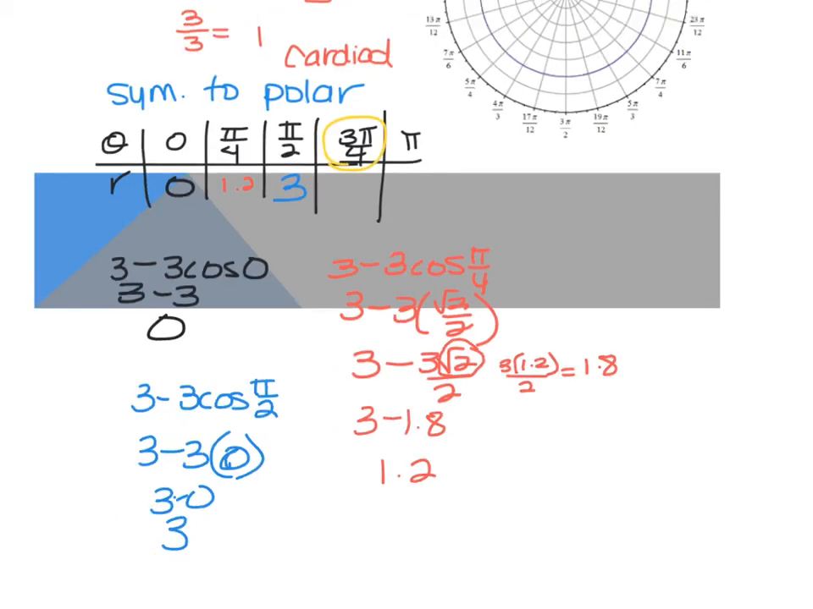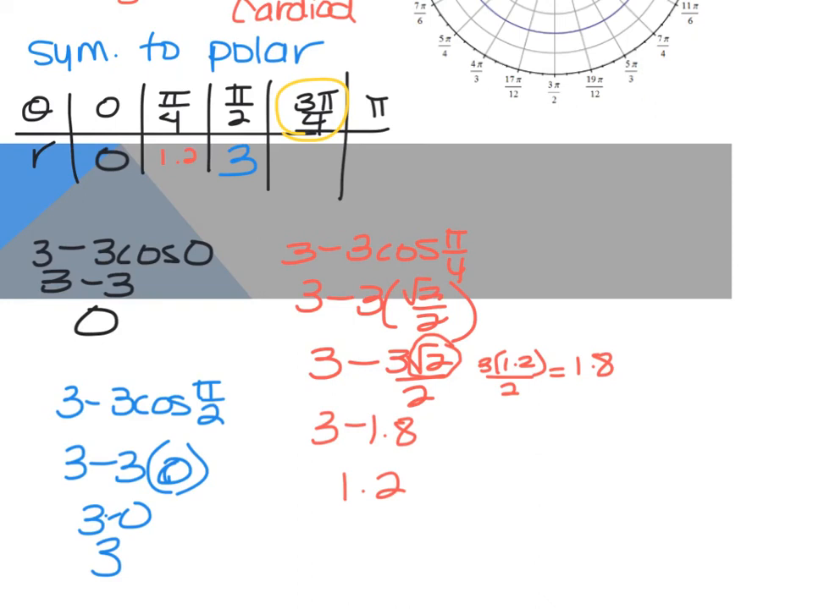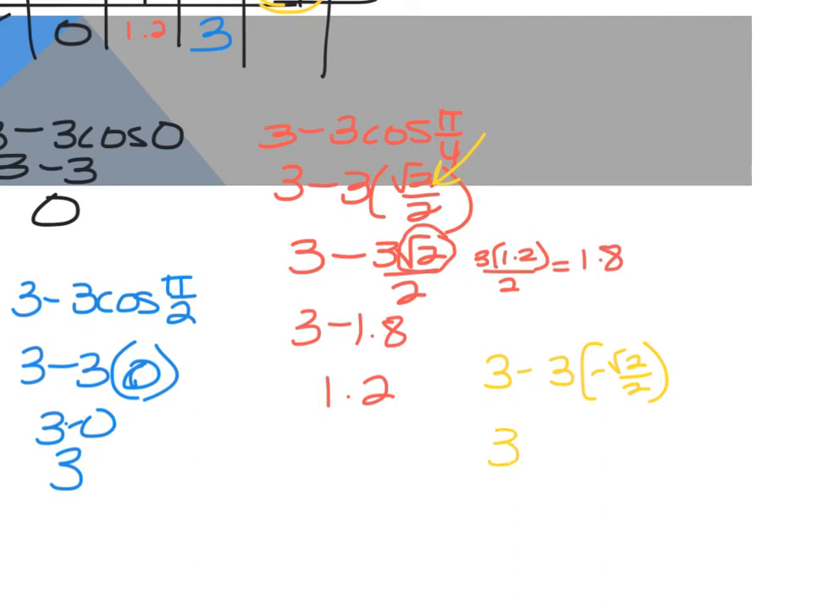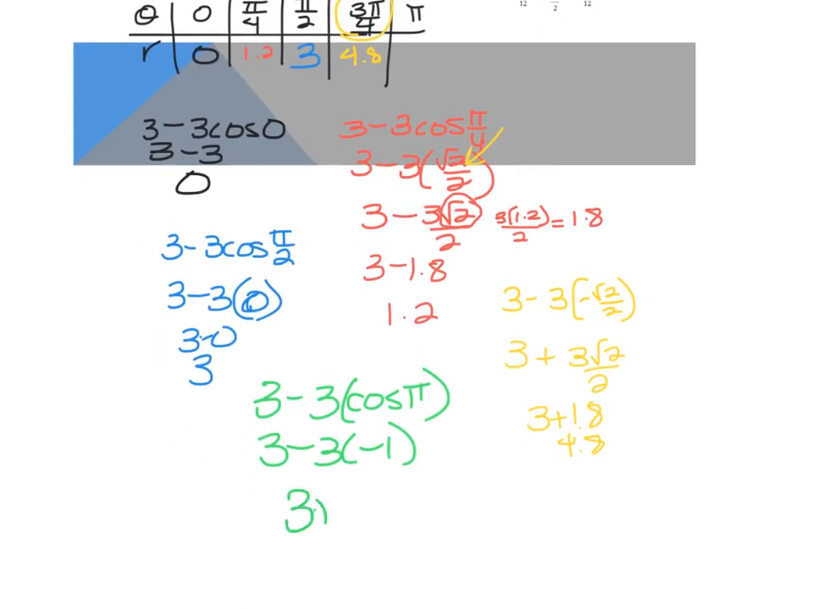And then for 3 pi over 4, because we're talking about cosine, the only thing that changes is the sign, the positive or negative sign on this cosine. So this becomes 3 minus negative root 2 over 2 times 3. So this becomes 3 plus 3 root 2 over 2, and we just said that that's like 1.8, so we're going to say this is 4.8. And then the last one is pi. 3 minus 3 cosine at pi. Cosine at pi is negative 1. 3 plus 3 is 6.